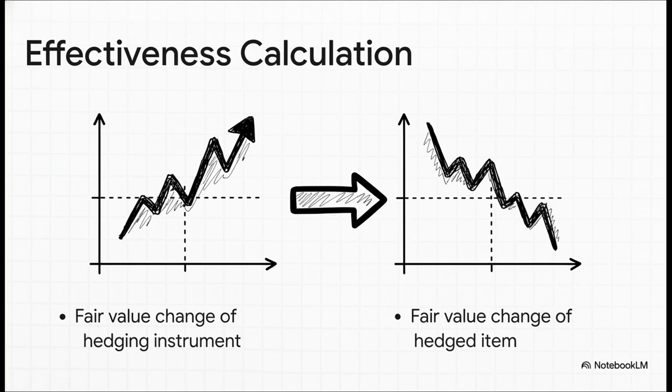The underlying logic here is beautifully simple, honestly. The effectiveness of the hedge is calculated simply by comparing the changes in the fair value of your hedging instrument, which is our forward contract, directly against the changes in the fair value of your hedged item, which is that $1,000 trade payable.